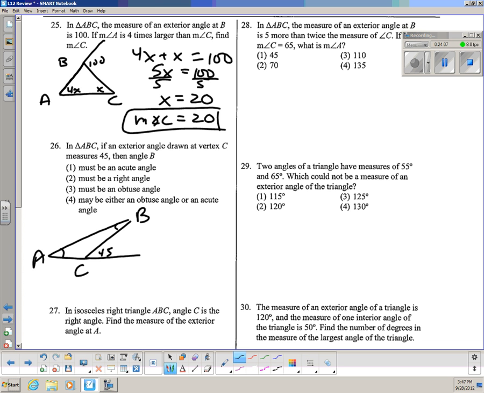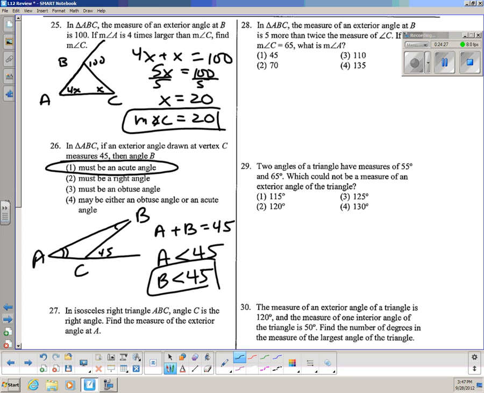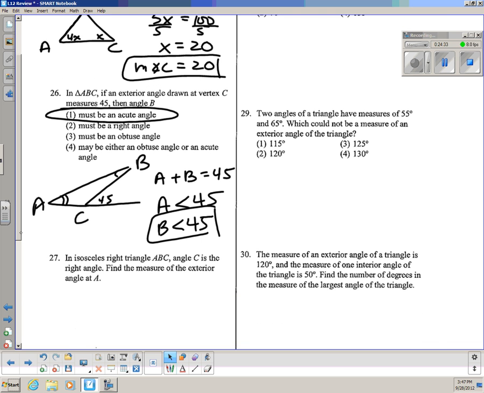Because we know that A plus B has to be 45. So that means A itself has to be less than 45, and B itself has to be less than 45. If angle B is less than 45, it has to be acute. That's the definition of an acute angle. I really like that question. It's a good thinking question. It's a good conceptual question.